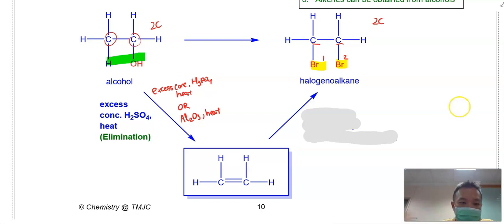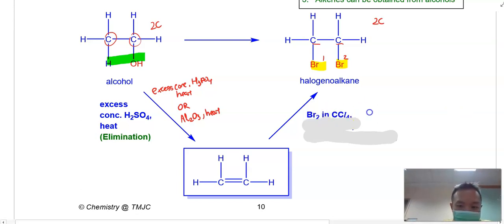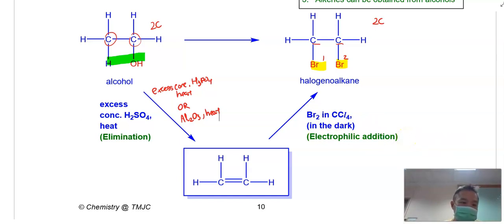Then once I get my alkene, to get my dibromo product, all I need to do is just Br2 and CCl4 in the dark. Why in the dark? To prevent free radical substitution. And this is our electrophilic addition reaction.